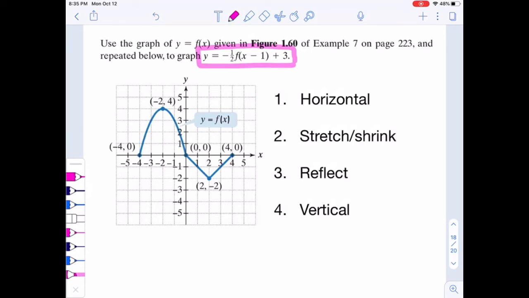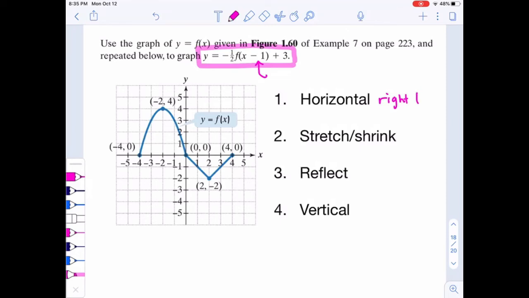Horizontal change means that we're going to look at anything that's happening inside. So if I have that minus 1, that minus 1 means that I'm going to take each point and move it to the right 1 spot. Then from there, any sort of stretching or shrinking. Well, there's no more inside stretch or shrink, so don't have to worry about that.